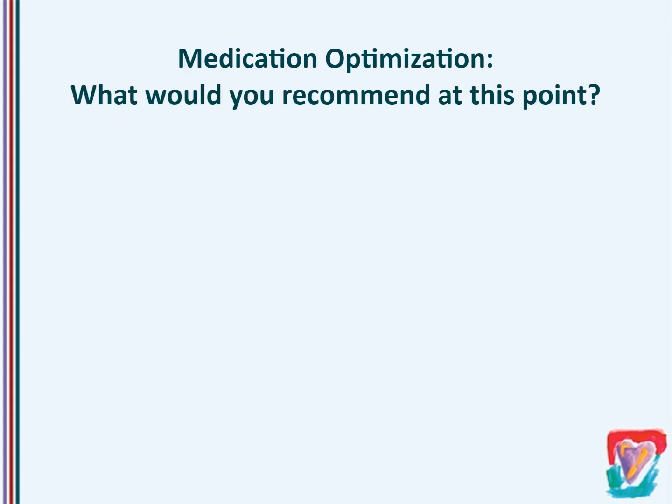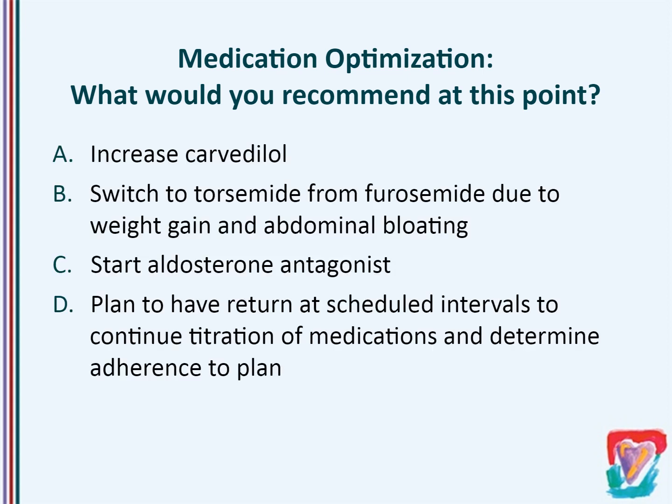At this point, we want to talk about medication optimization for John. So just think about some of the things that you would potentially recommend for John. For me, some things that come to mind is, should I increase his carvedilol? Should I switch his torsemide to furosemide due to weight gain and bloating? Should we start an aldosterone antagonist? Or should we leave things as they are and have him return to his scheduled intervals and follow up his adherence?